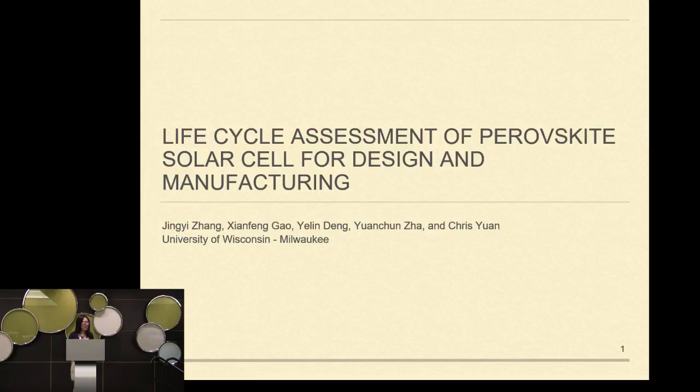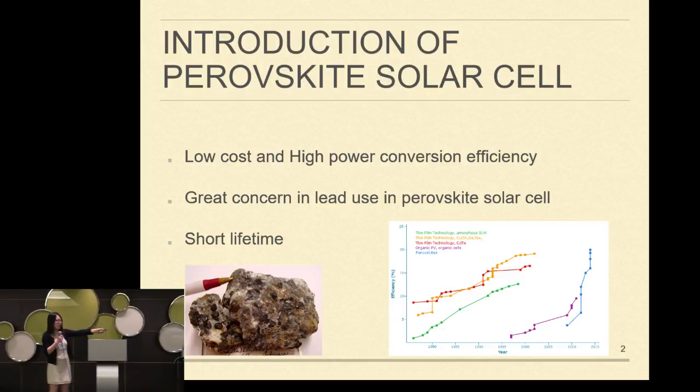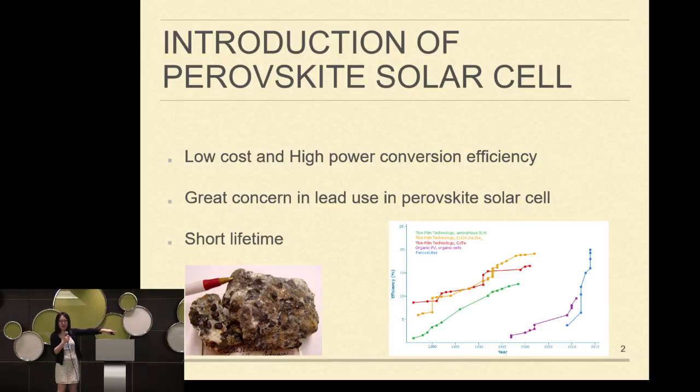Okay, I will present my research topic entitled Life Cycle Assessment of Perovskite Solar Cell for its Design and Manufacturing. So, before going into the details about life cycle assessment of perovskite solar cell, I'm gonna talk a little bit about perovskite. So what is perovskite? Perovskite is a mineral material, which is shown on the left-hand picture, found in Russia, and its structure is ABX3.